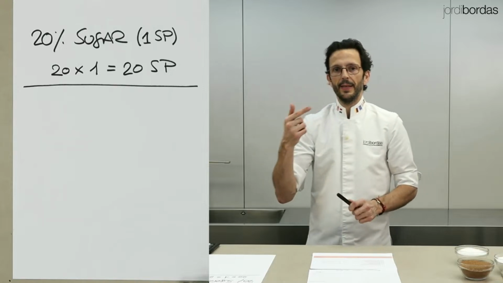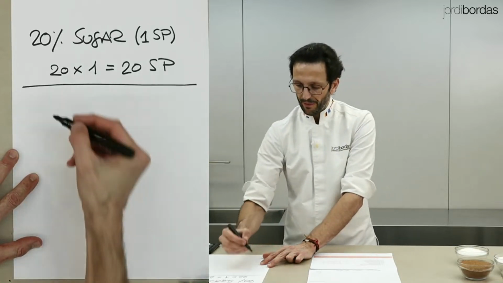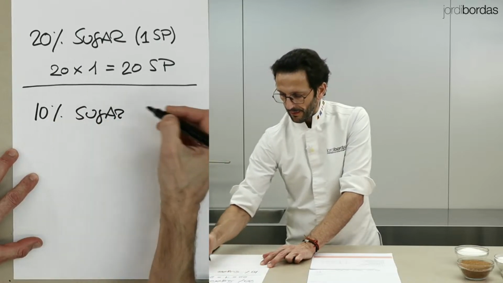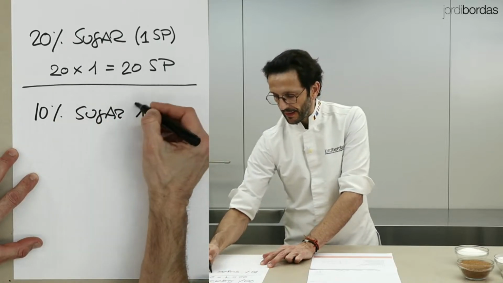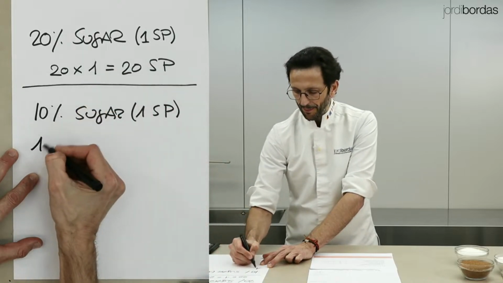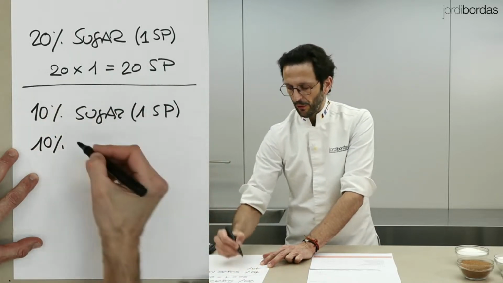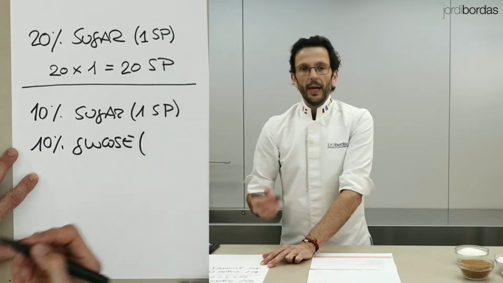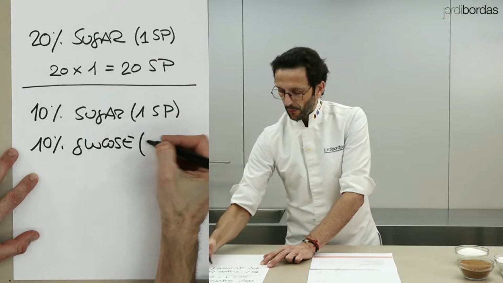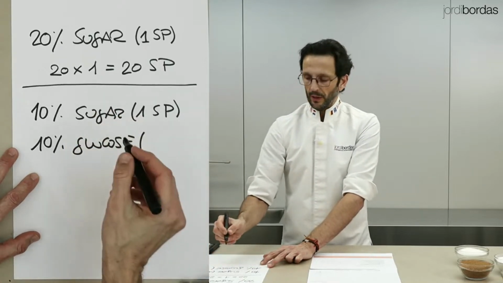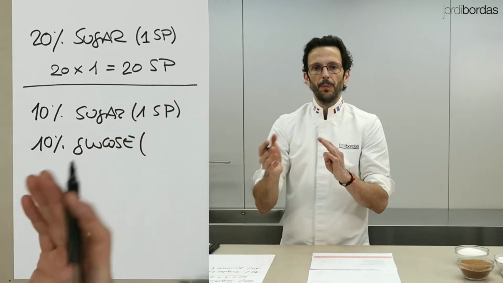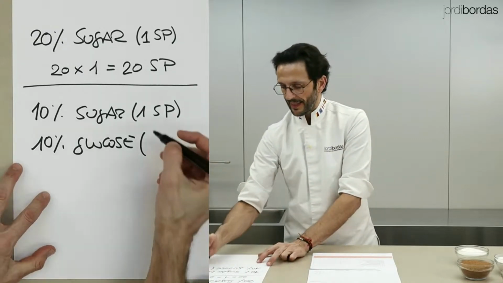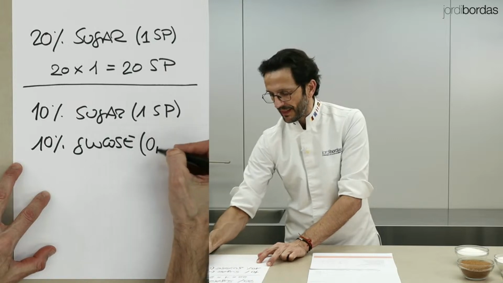Let's see the example that I explained to you. Imagine that you have 10% of sugar. That is 1 sweetness point. Another time the same. And we have the other 10% that we are going to change for glucose, just as one example. And glucose is around 0.4. Here we will need to check what kind of glucose you are going to use, because each kind of glucose, syrup, powder, it depends. The DE that we have in the glucose can change the sweetness capacity, but in a medium average it will be 0.4.